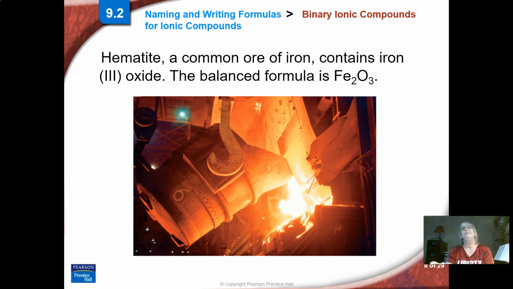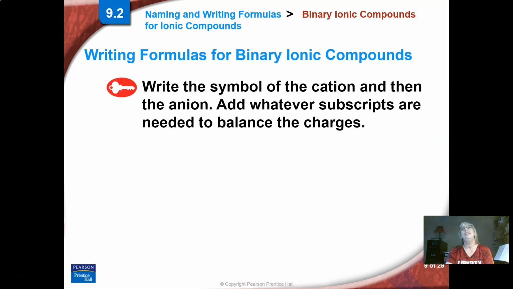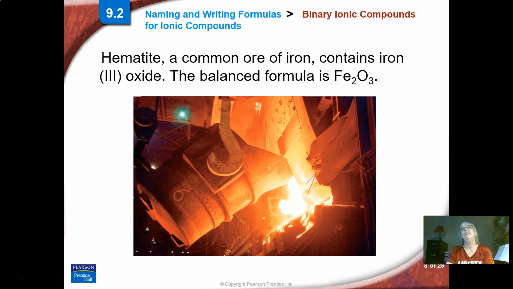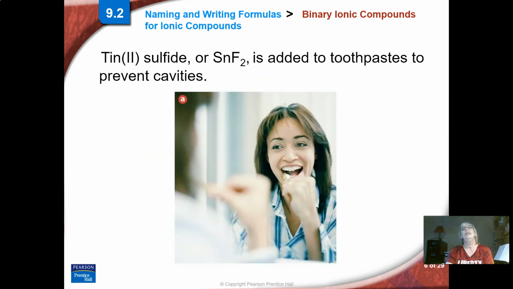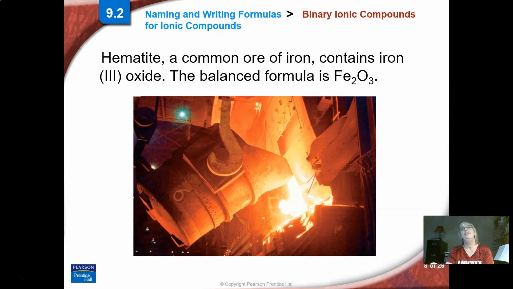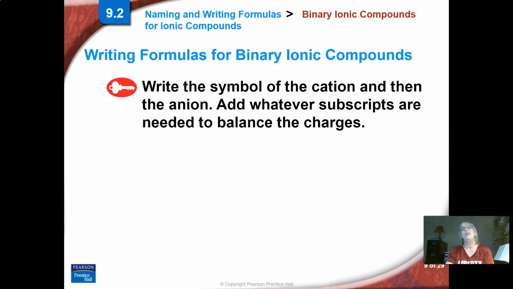Here's another formula. These all have two things in them: iron and oxygen, tin and sulfur, tin and fluorine. So these are two elements hooked together. That's called binary. It doesn't matter how many you have of each. It's binary if you have two different elements. So we write the symbol of the cation and then the anion, and then we add the subscripts for how many you have to balance out the charges.